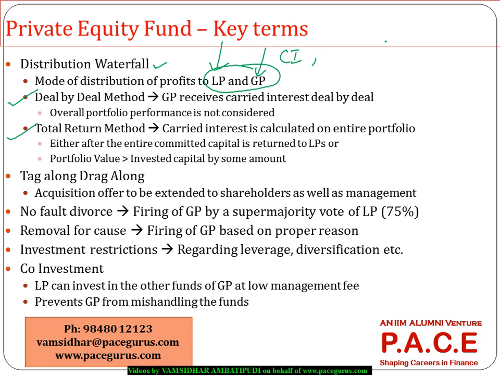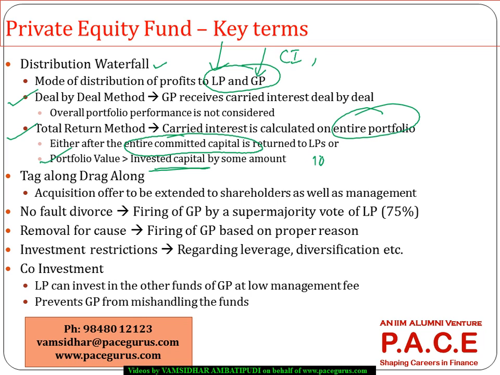Whereas on the other side, there could be a total return method, where the carried interest is actually computed not on a deal by deal basis, but on the overall portfolio. But in this also there are two methods. Though the carried interest is calculated on the overall portfolio, one puts a rule saying the carried interest will be paid only after the entire committed capital is returned. Or it can go the other way, where the portfolio value is greater than the invested capital by some amount.